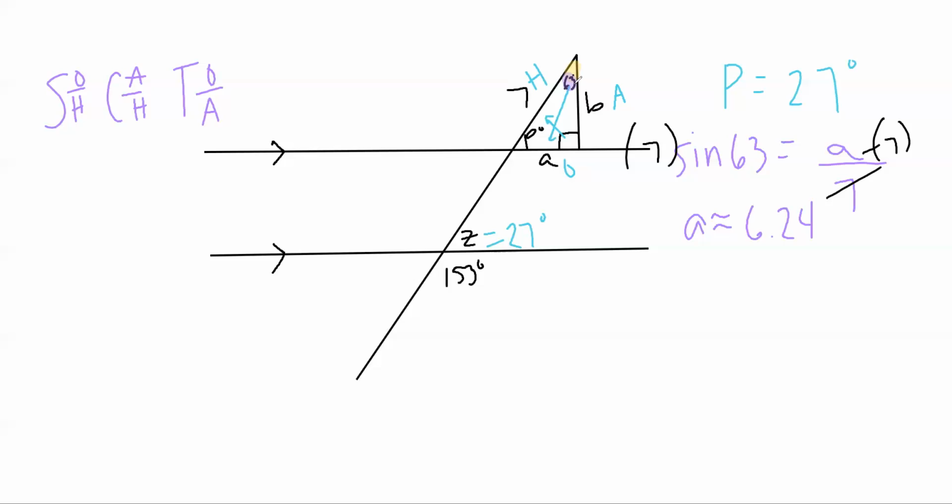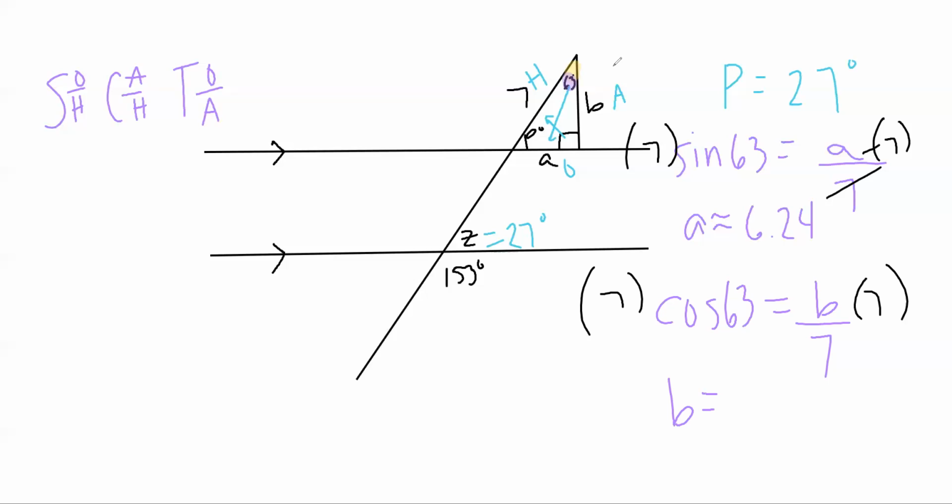And I'm now going to use cosine, right? Because I'm solving for my adjacent. I know my hypotenuse, so I'm going to use cosine of 63 degrees equals my adjacent side over my hypotenuse. So now I'm going to solve for my variable. I'm going to undo that division by multiplying both sides by 7. And when I plug that in, 7 cosine 63, closing my parentheses, I'm going to see that side B has a measurement of approximately 3 and 18 hundredths.